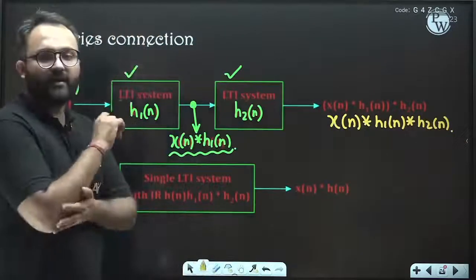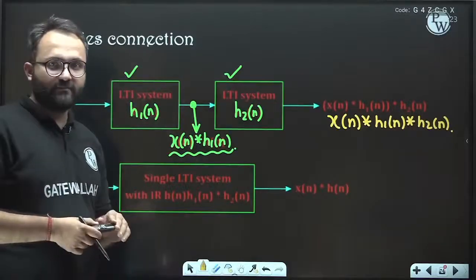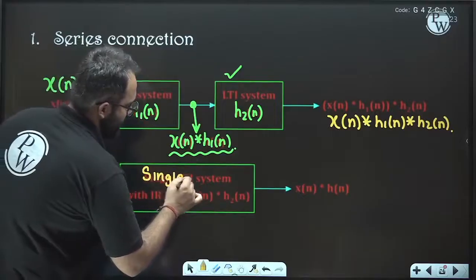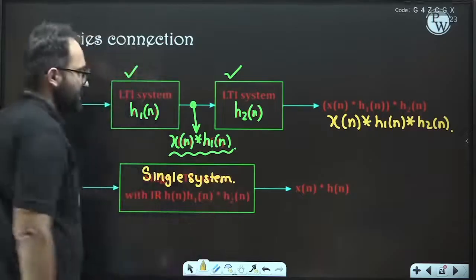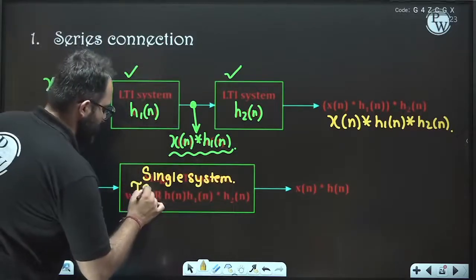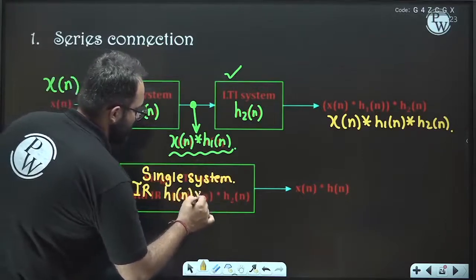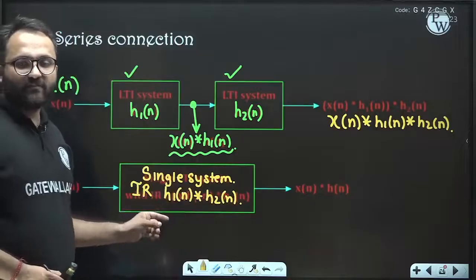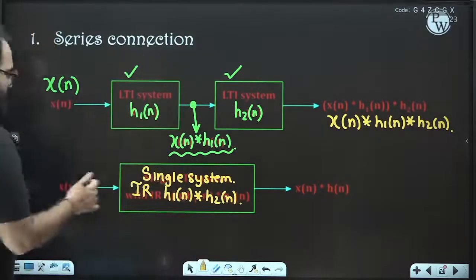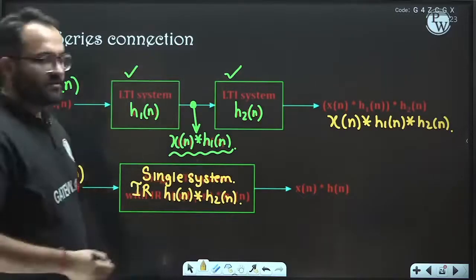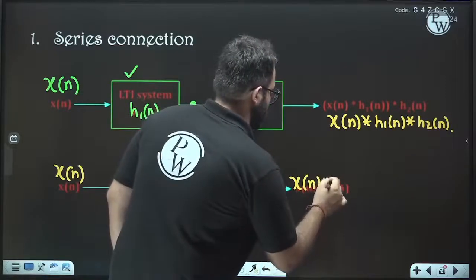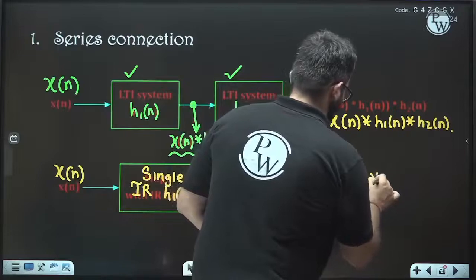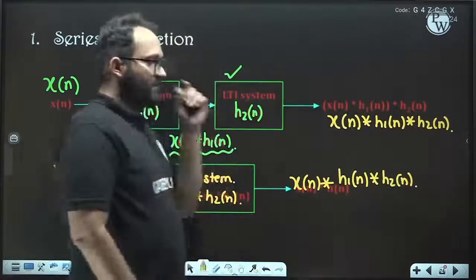So if we replace this series connection by a single system which has impulse response h1n convolve h2n, then this whole setup is the same, because if the input is xn, then the output will be xn convolve the impulse response of the system. And what is the impulse response? h1n convolve h2n. Okay, simple.